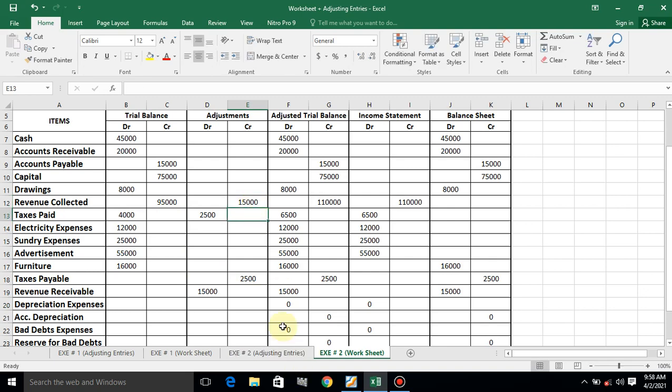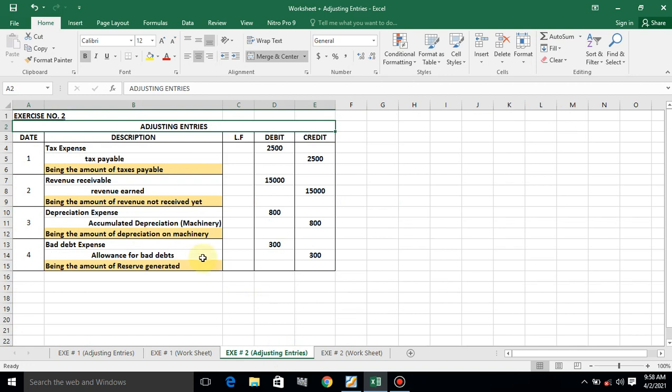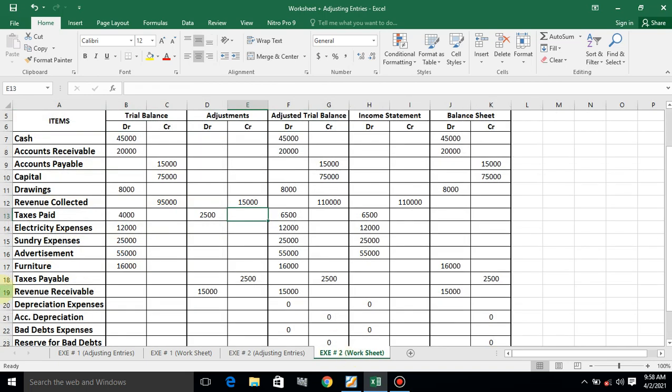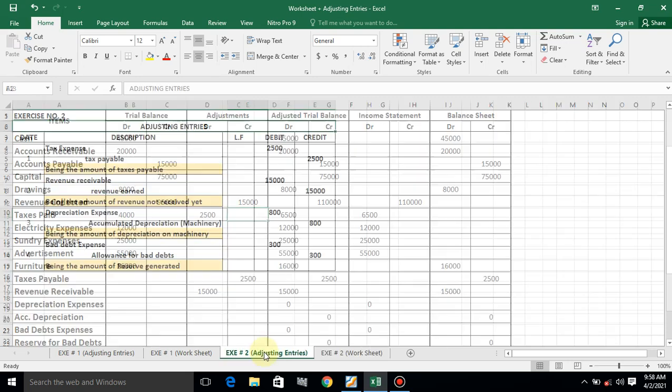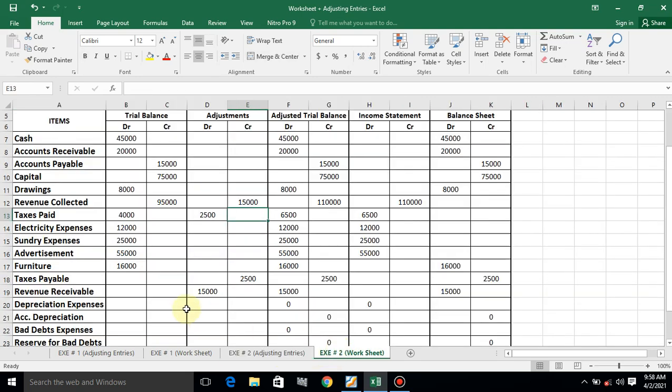Then moving towards third adjustment. Third adjustment is depreciation expense and accumulated depreciation, 800 and 800 debit credit. So depreciation expense and accumulated depreciation both are given here. So we'll write the amounts. What is the amount? 800 rupees. So we'll write here depreciation expense debit with 800 and accumulated depreciation is credit with 800 rupees.